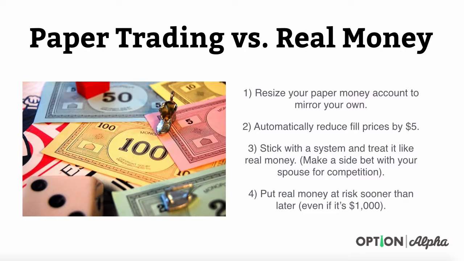Now, I know this is really hard because it's paper money, it's fake money. So my tip here is make a side bet with your spouse for competition, or a brother, a sister, a friend, a coworker, it doesn't matter. Make a side bet between you two, and they don't even have to be traders. Just say, hey, look, I'm making this bet. I'll bet you $100 at the end of 6 months I have more money in my paper trading account than I had to begin with.